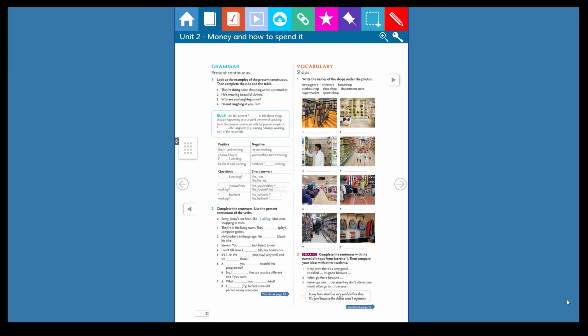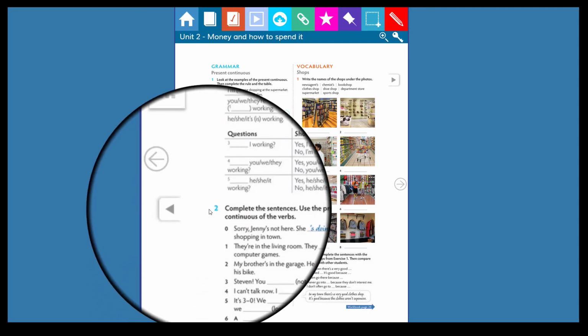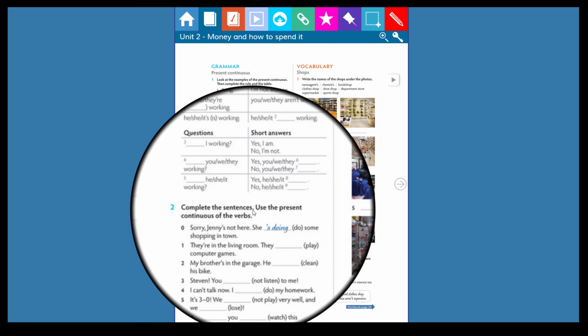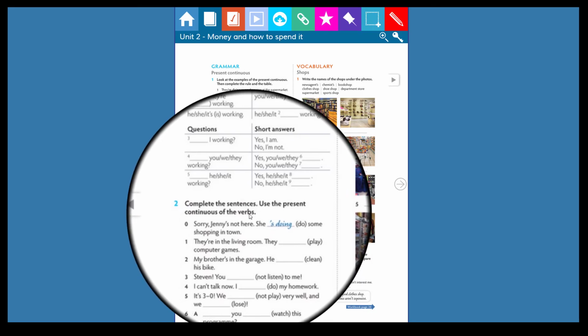And this is the homework that you have to do this week. You have to open your student books this time, not the workbook, student books, on page number 22. And your homework is that you have to complete activity number 2, only activity number 2. The instruction says complete the sentences. Use the present continuous of the verbs.